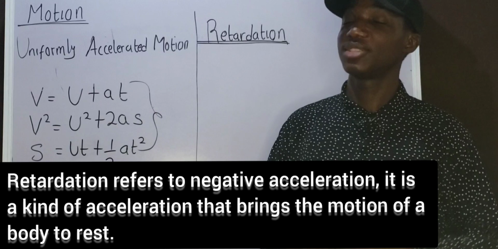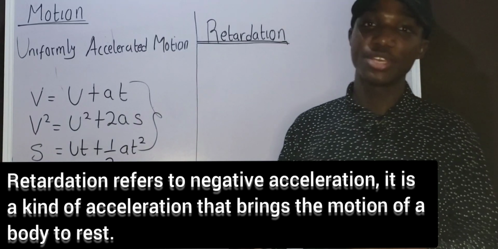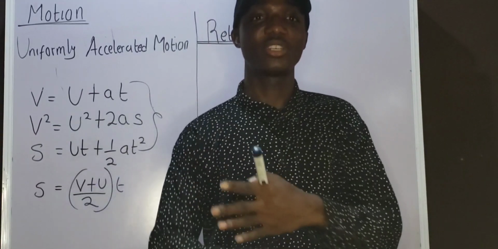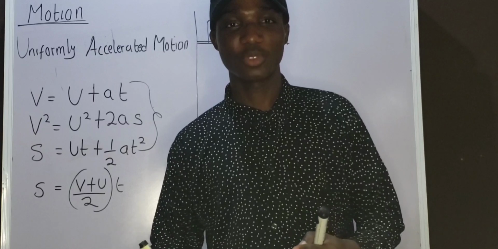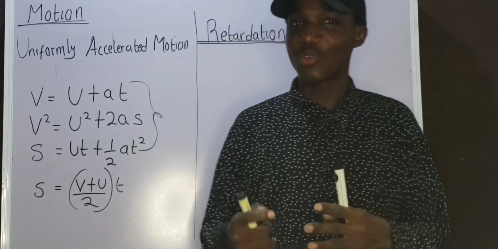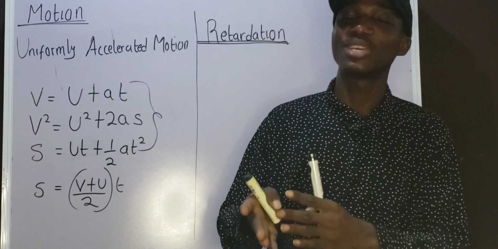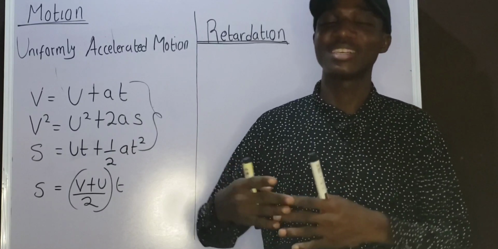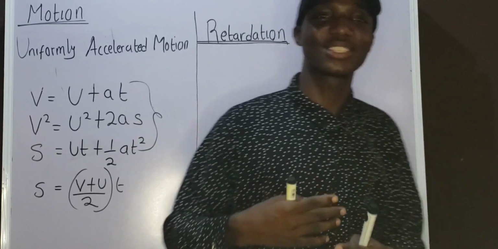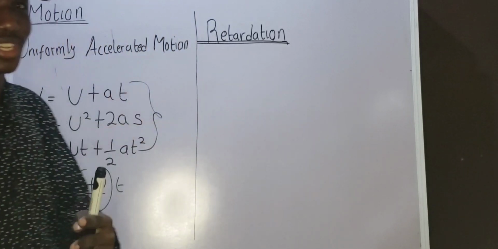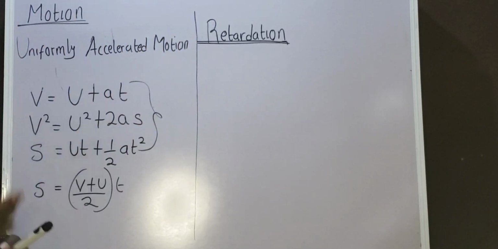Let's say you are driving a car and a boy suddenly ran across the road. What will happen? You will actually press the brake, Abi. Now, when you press the brake, what happens to the acceleration of that car? The acceleration of the car reduces. That is what is called retardation. You understand? Retardation simply means negative acceleration, the kind of acceleration that brings the motion of an object to rest.